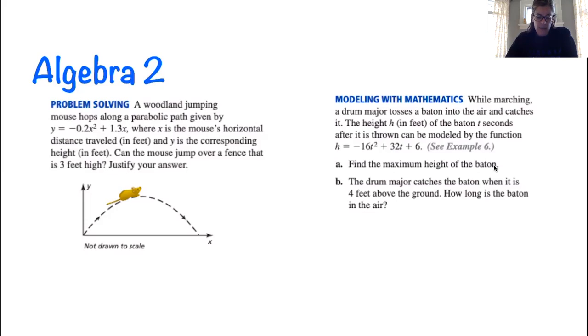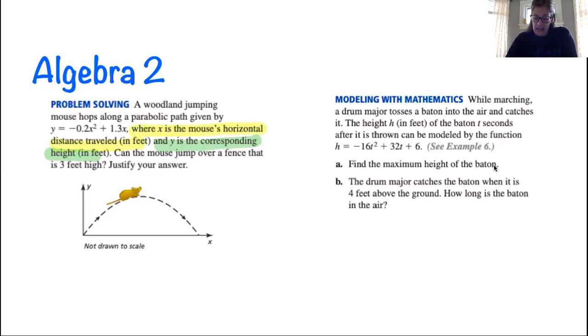In the first example, you've got a jumping mouse, and when you read, you get a model for the jump of the mouse. If you pay very careful attention, it says where X is the horizontal distance traveled, and Y is the corresponding height. So there are two things that you know for the mouse: its horizontal and its vertical distances.